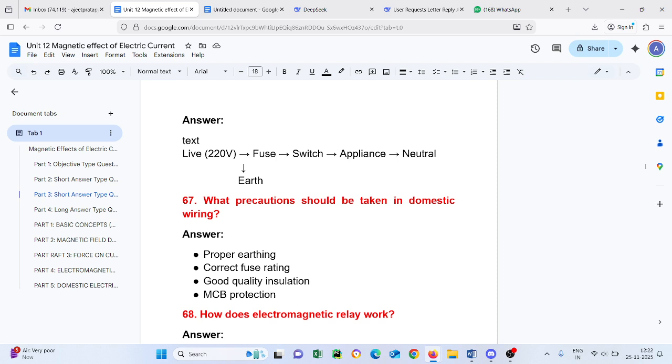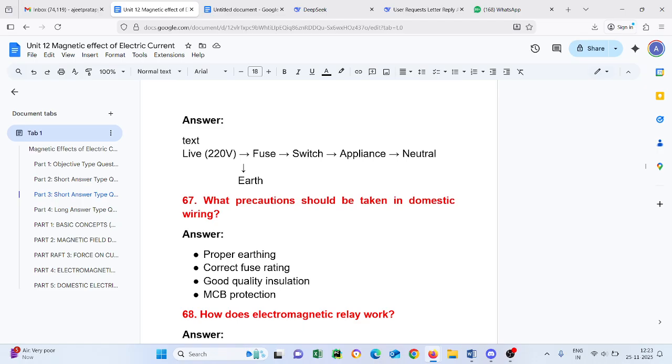What precautions should be taken in domestic wiring? Answer: proper earthing, correct fuse rating, good quality insulation, MCB protection.